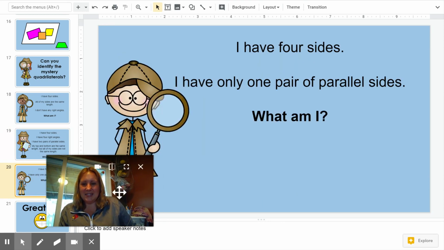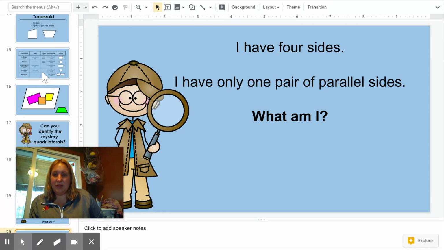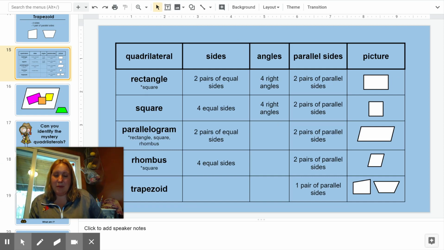All right, last one. I have four sides. I have only one pair of parallel sides. What am I? And again, you can pause it if you want time to think. And hopefully you came up with a trapezoid. Remember here, that's what makes that trapezoid special, is it is the only quadrilateral with just one pair of parallel sides.